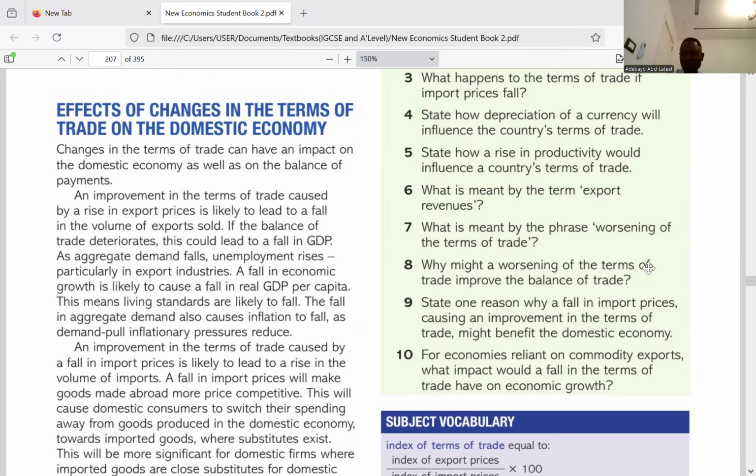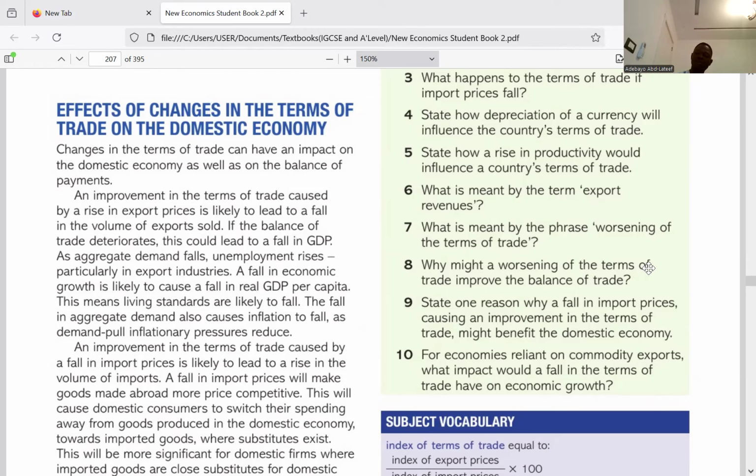So the value of what your country will be making in terms of revenue would reduce. And a fall in exports would bring about a fall in the GDP per capita. So a fall in economic growth is likely to cause a fall in real GDP per capita. This means living standards are likely to fall. The fall in aggregate demand also causes inflation to fall, and demand-pull inflationary pressure reduces.